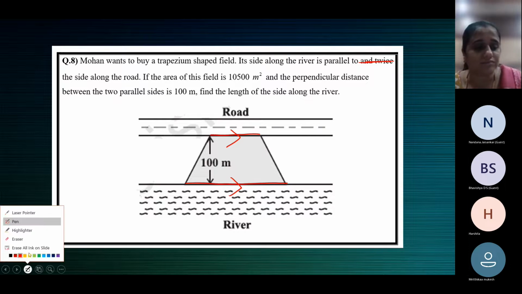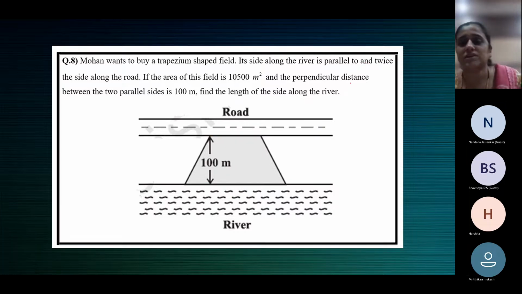And what else is given? See, remove the words parallel to and read now. Its side along the river is twice the side along the road. So that means if this is x, this is 2x. The side along the river is twice the side along the road. So if the length of the side along the road is x meters, this will be 2x meters.